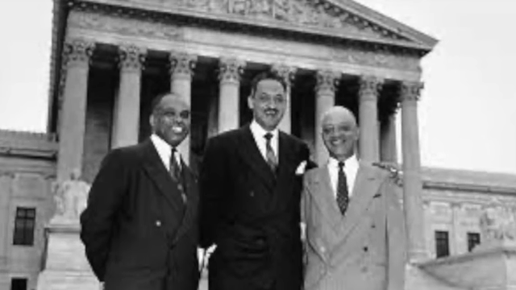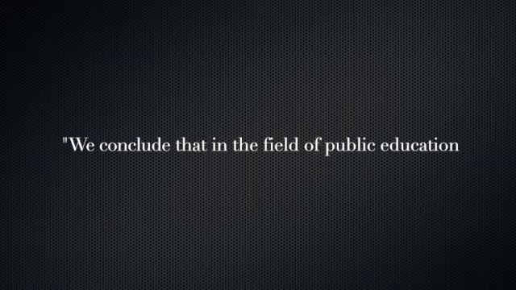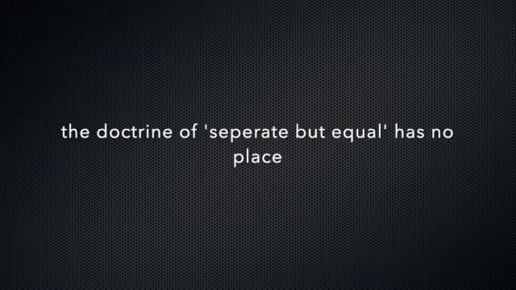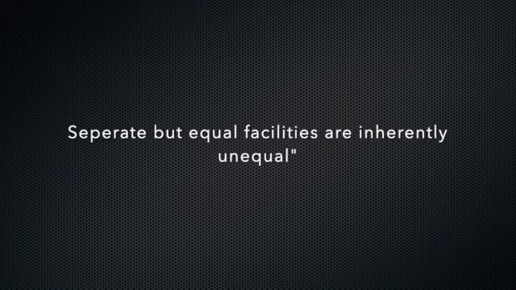Many social experiments proved how segregation damaged young black children, which ultimately aided in the final unanimous opinion to end segregation in public schools. Chief Justice Warren delivered the opinion of the court, saying, "We conclude that in the field of public education, the doctrine of separate but equal has no place. Separate educational facilities are inherently unequal."